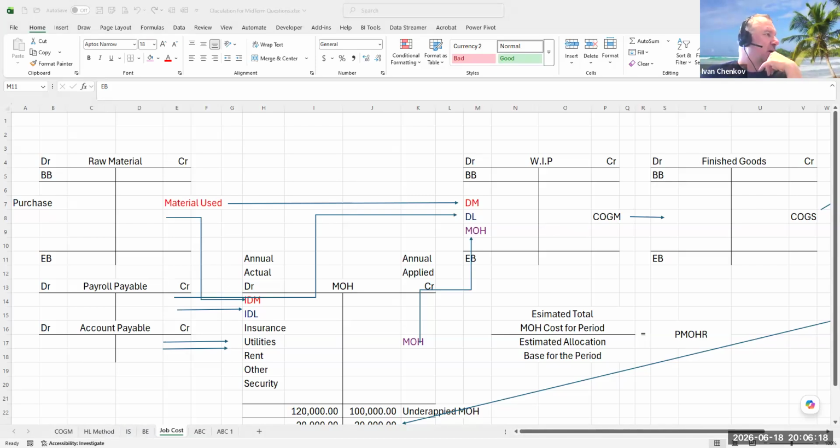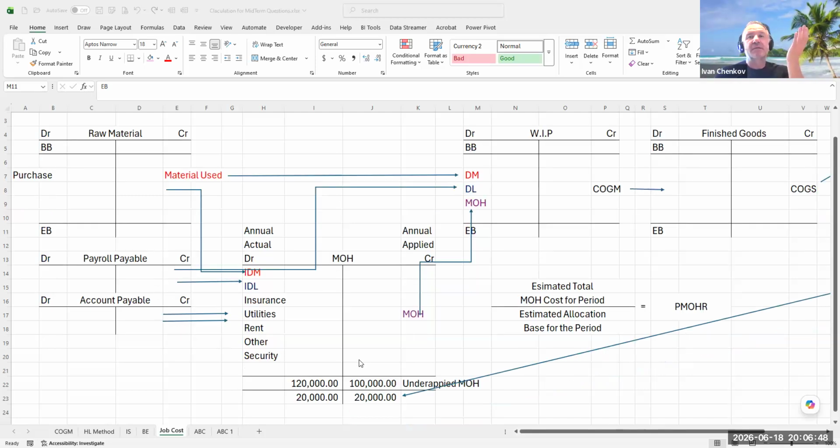First question, we're going to ask you a series of questions to determine the predetermined manufacturing overhead. Based on the information given, what's the predetermined manufacturing overhead rate for the year? Then you have to calculate whether it is under applied or over applied.